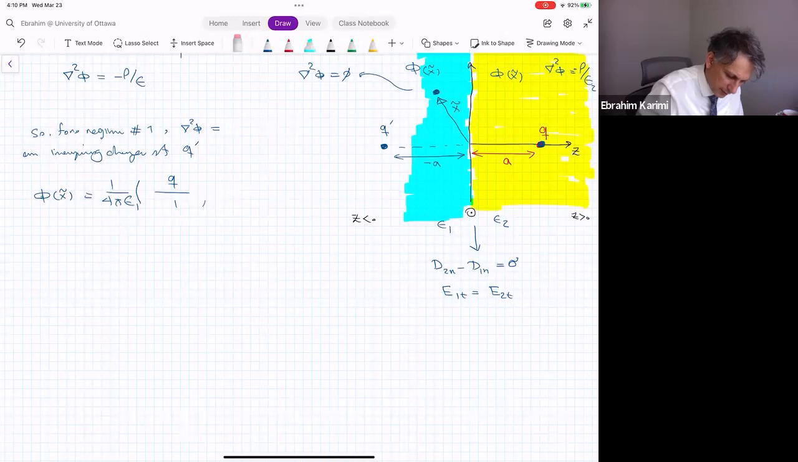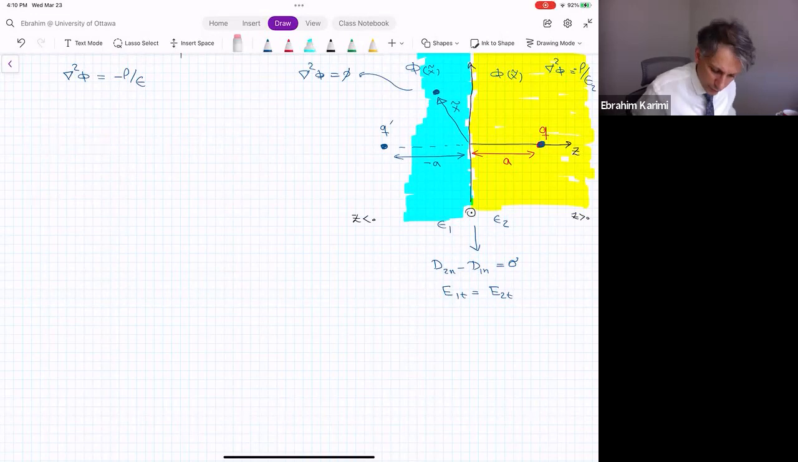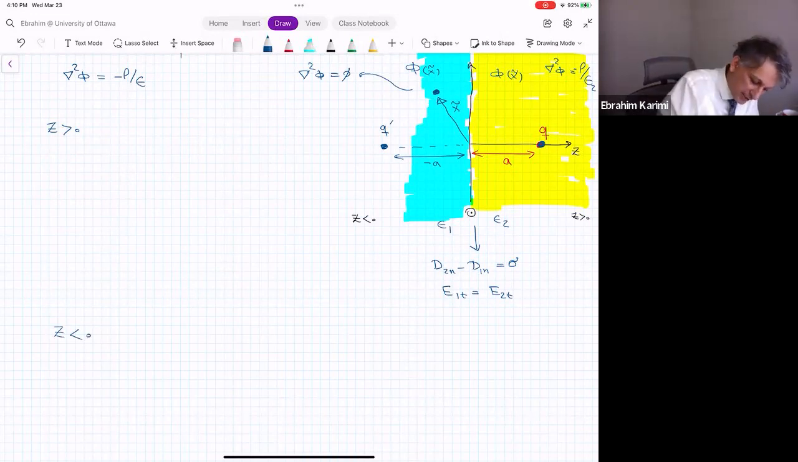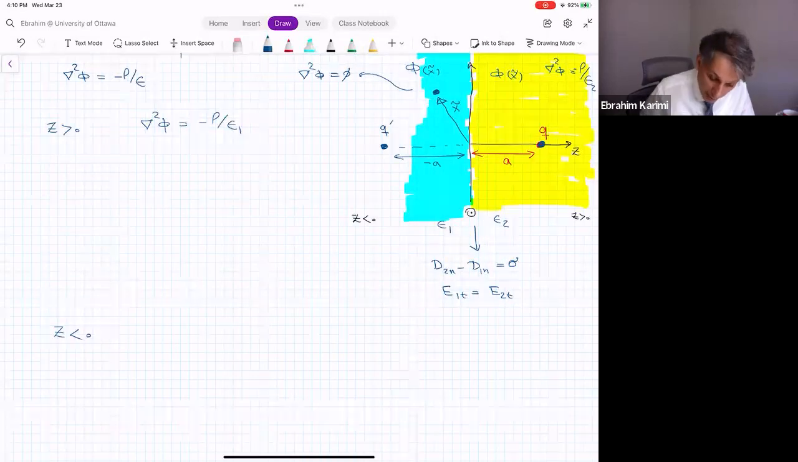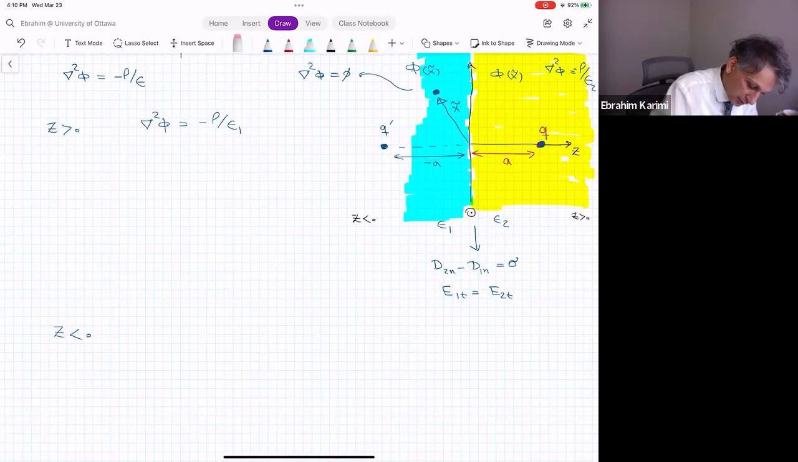Let's discuss that from the beginning. Maybe I have made a mistake, or maybe there is a confusion here. So we have 2 regions, z greater than 0 and z smaller than 0. All right. What is happening with z greater than 0? Laplacian of phi is equal to minus rho divided by epsilon 1. Sorry, epsilon 2. My apologies. I think that was the mistake. Okay. Epsilon 2. Is that clear?